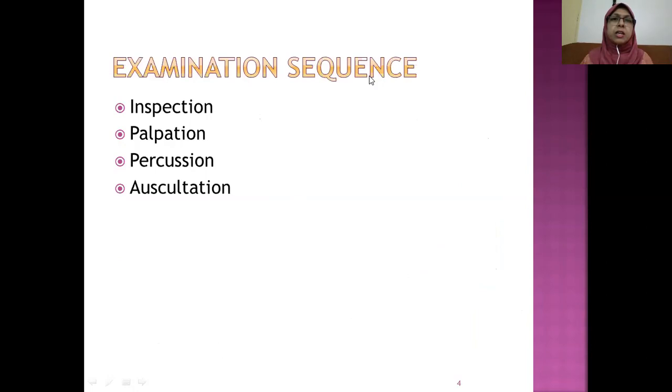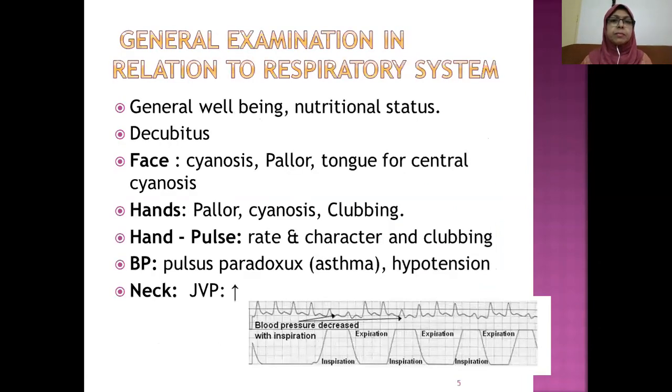The examination sequence has 4 parts: inspection, palpation, percussion, and auscultation. Each and every section is important for your exam. You have to do some general examination in relation to the respiratory system. You have to look for general well-being, nutritional status, decubitus, and you have to look at the face.